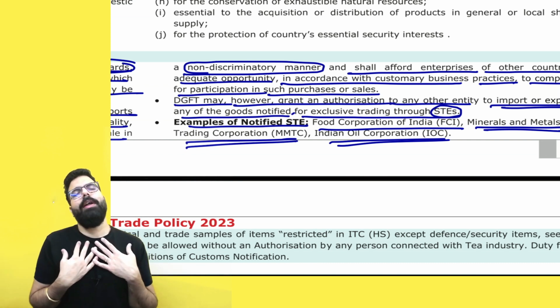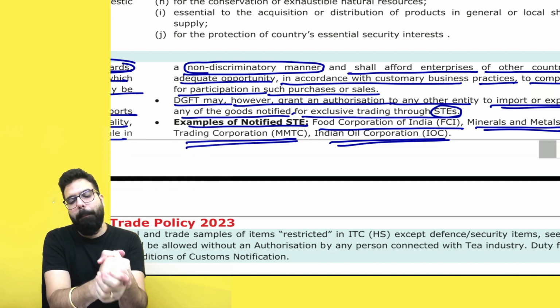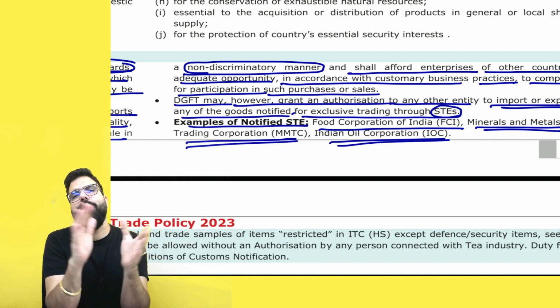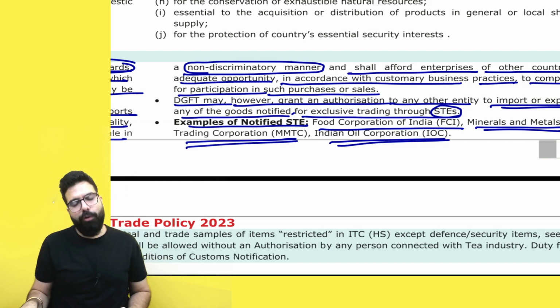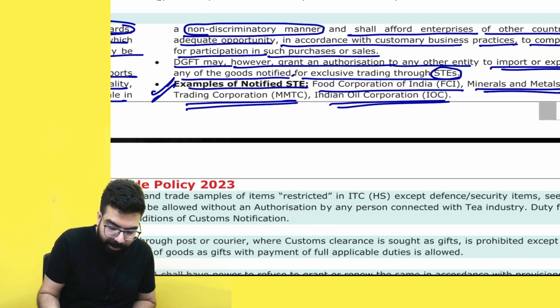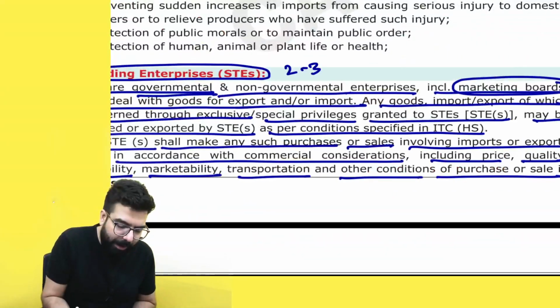It means if I go and tell DGFT, sir, please give me permission, I want to import this item, petrol. It is only told through state trading enterprises, but please allow me, then they can allow you also. And some examples of state trading enterprises I have given over here. That's all. In the exam, a 1, 2 to 3 mark small note can come.